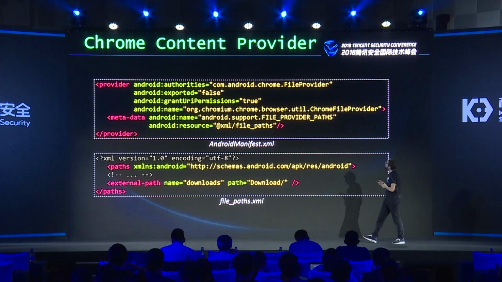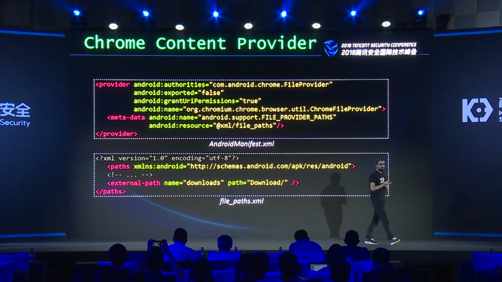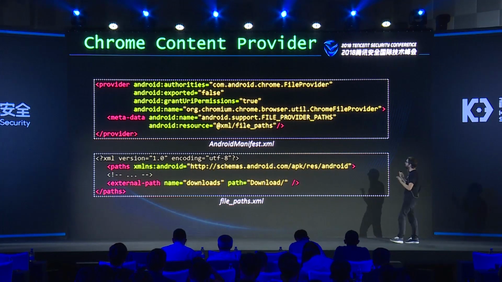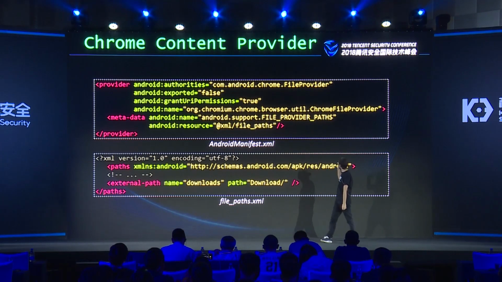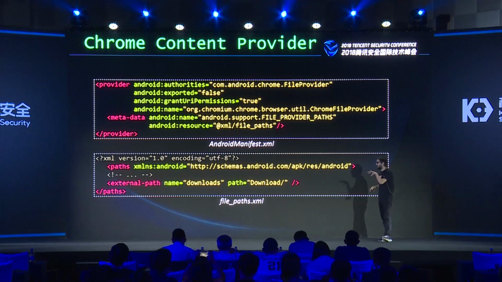OK. We can use a content scheme. A content scheme is associated with a content provider. One particular case of a content provider is a file provider. We can use a file provider implemented by Chrome in this case. You can see the definition of the file provider, and you can see that the file provider is mapped to cover the download folder.